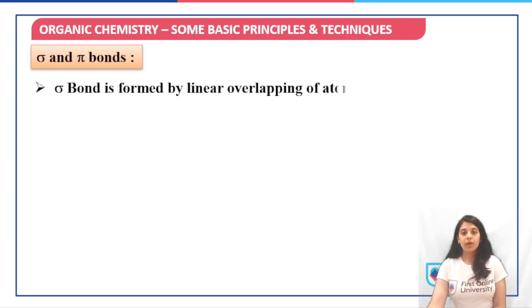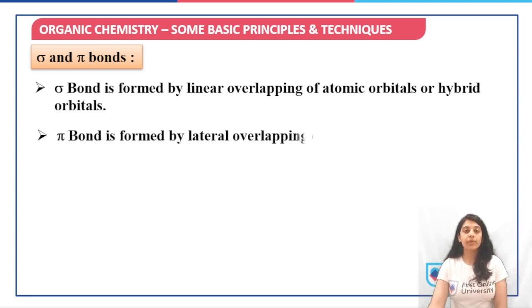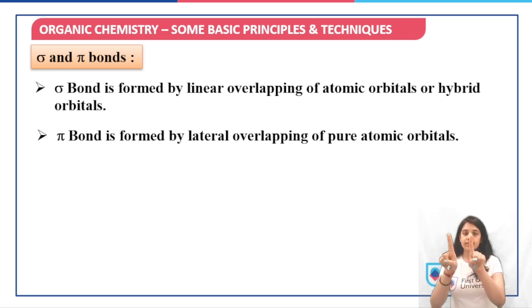Now let us talk about sigma and pi bonds. Sigma bond is formed by the linear overlap of atomic orbitals. So it is end-to-end or head-on overlap that results in the formation of sigma bond. So linear overlapping of atomic orbitals or hybrid orbitals results in the formation of sigma bond, whereas pi bond is formed by lateral overlap of pure atomic orbital. So this is how a lateral overlap takes place.